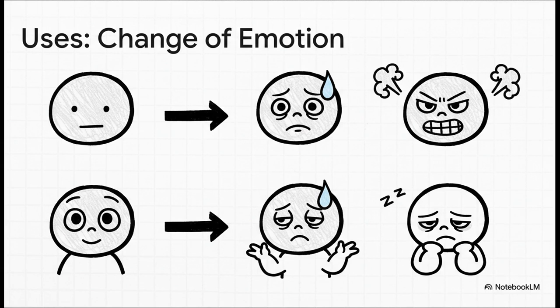Now this is a more subtle but really powerful use. Reflexive verbs are perfect for talking about the process of changing how you feel. So in Spanish, you don't just are angry, you become angry. Enojarse. You aren't just bored, you get bored. Aburrirse. The reflexive verb perfectly captures that little moment of transition.